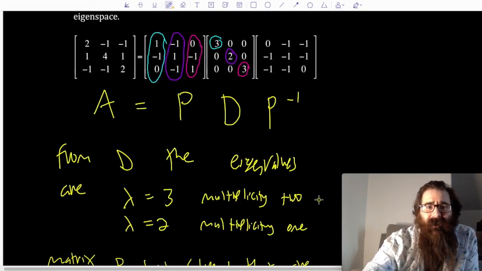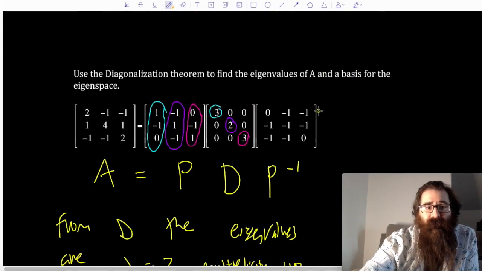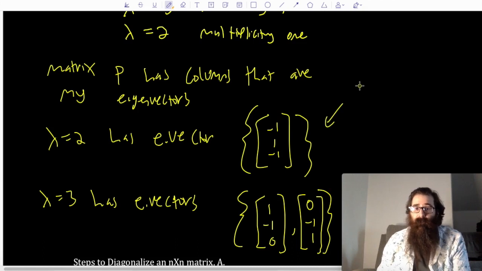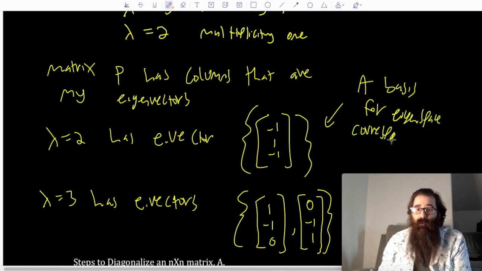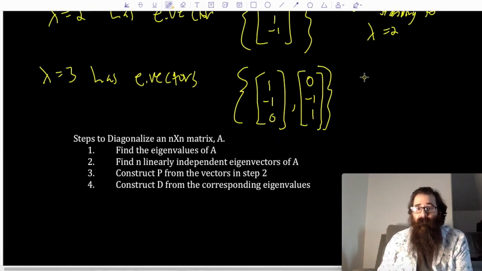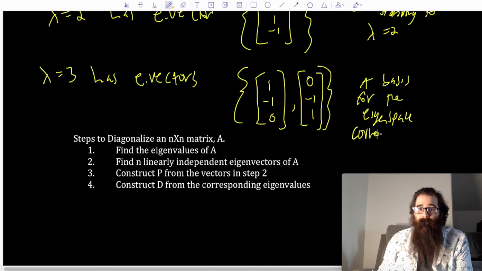So this is just about dissecting the results, right? So find a basis for the eigenspaces. So right here would be a basis for the eigenspace corresponding to lambda equals 2. And then here, of course, this set with the two vectors would be a basis for the eigenspace corresponding to lambda equals 3.